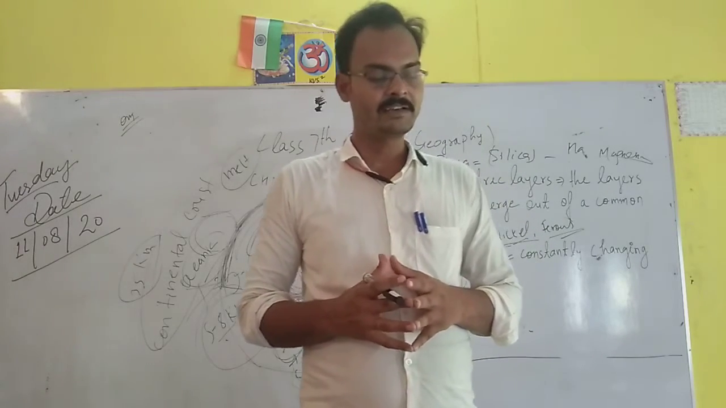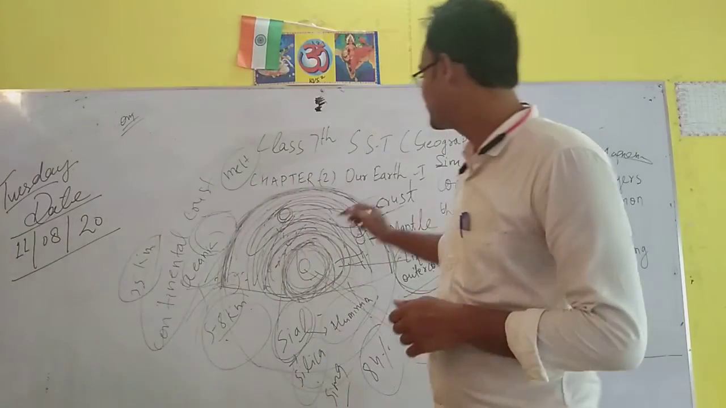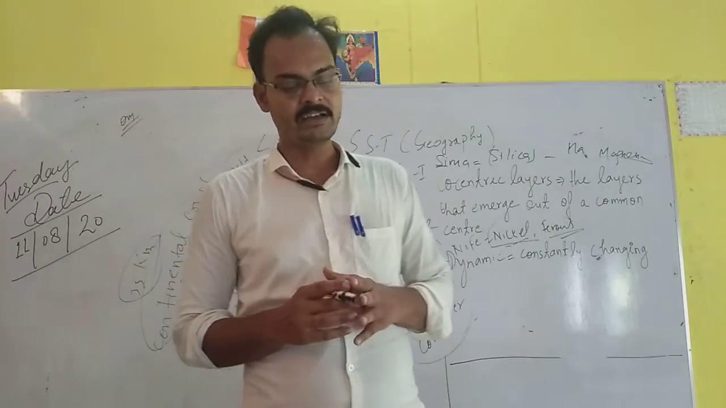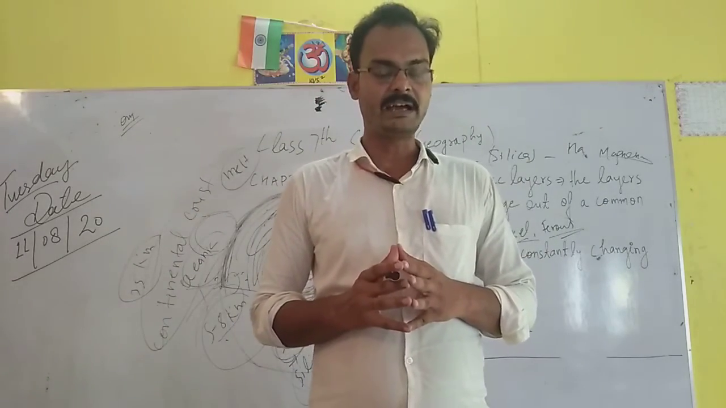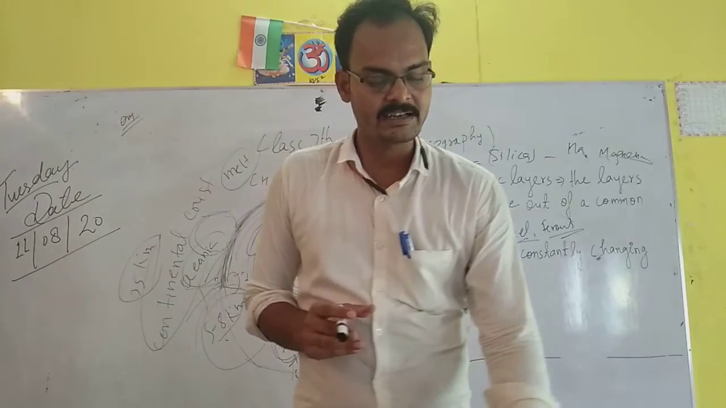Rocks and minerals, our next topic. Rocks are solid materials found in the earth crust. So all rocks are found in the earth crust, the upper side, the upper layer of the earth. They are natural aggregates of minerals which can be either as hard as granite or as soft as clay.